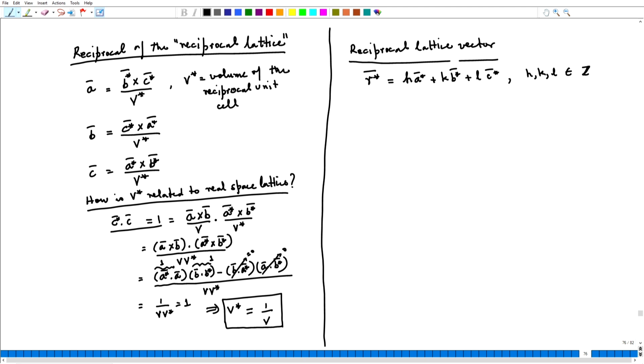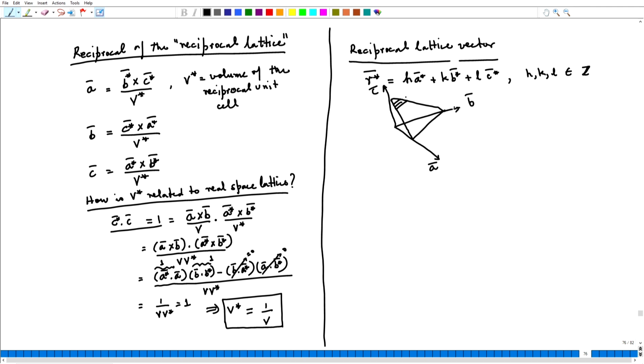Now, I want to obtain some kind of a relationship for this reciprocal lattice vector R star with the real lattice. So, let me draw the following diagram to begin with. So, I have, let us say, the x is A, the x is B and the x is C, and I can define plane HKL.